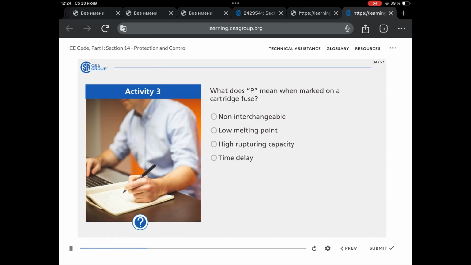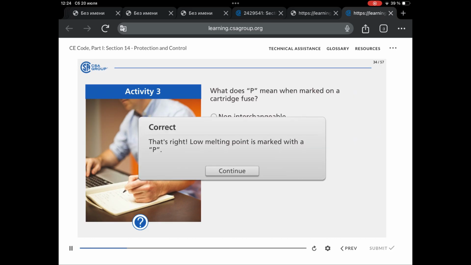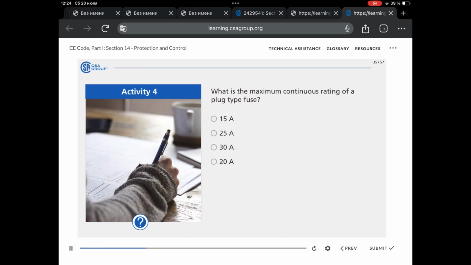Here is a short activity to apply what you just learned. Enter your response and select Submit. Here is a short activity. Enter your response and select Submit.